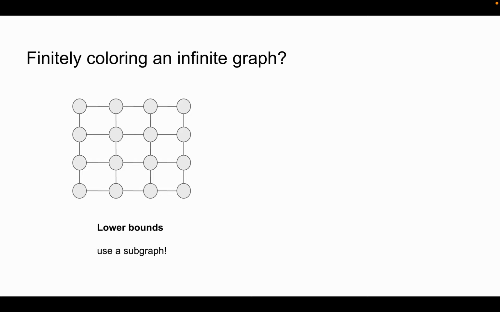How can we use automated reasoning techniques to color infinite graphs? Well, the first step is to transform our problem into a finite one. The case of lower bound is kind of simple. We can just use finite subgraphs. For example, if we want to argue that 4 colors are not enough to color the infinite grid, we can first show that 4 colors are not enough to color this particular 4x4 subgraph of it, which obviously implies that they're not enough for the full graph.